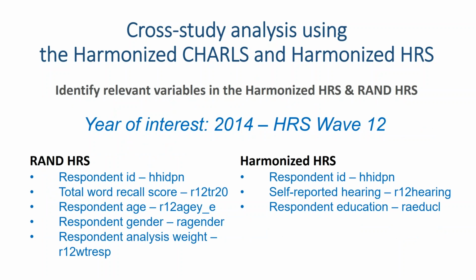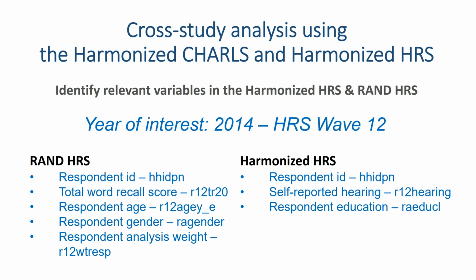After downloading the Harmonized HRS and RAND HRS, we'll identify the variables we need. We'll use Wave 12 of HRS, which happens to have taken place in 2014, which is close to the Wave 4 of CHARLS that we're using from 2015. We'll look at the RAND HRS first.